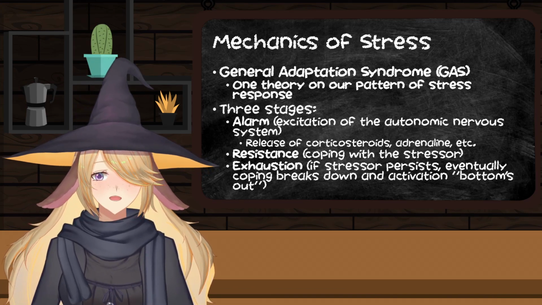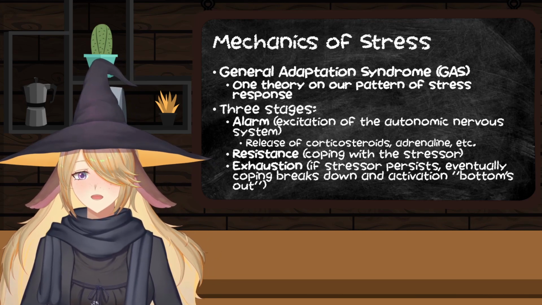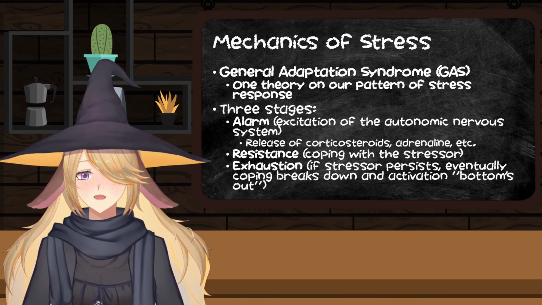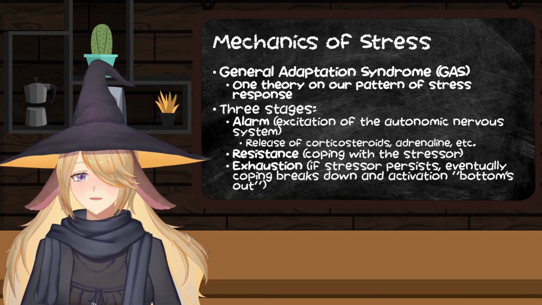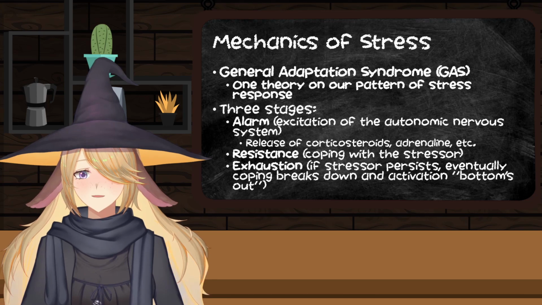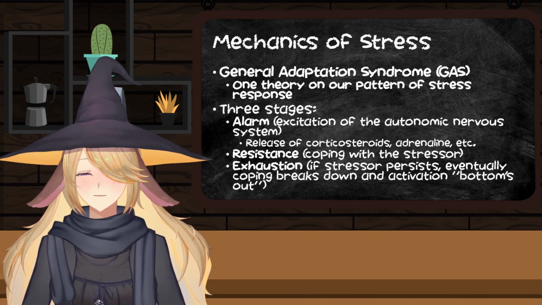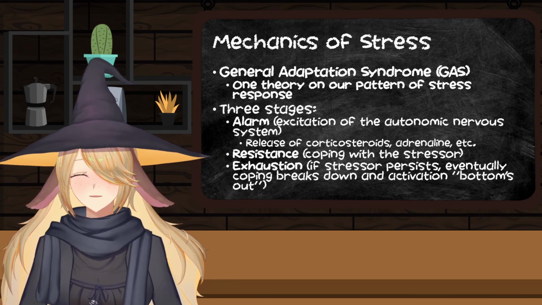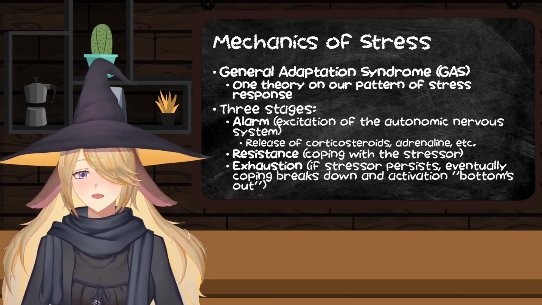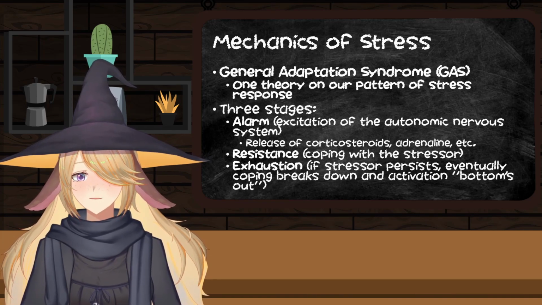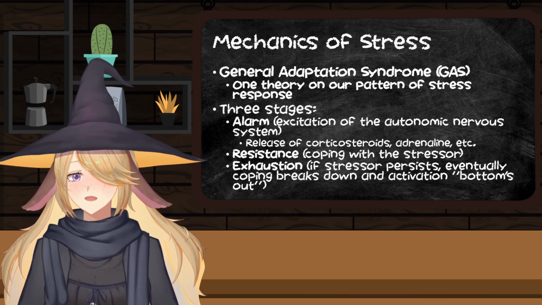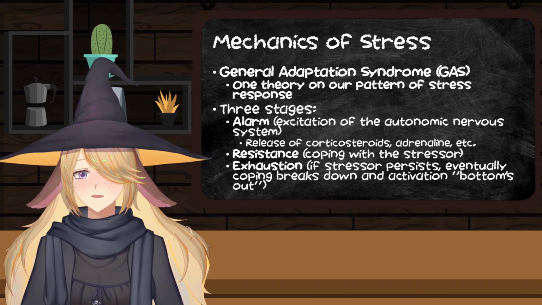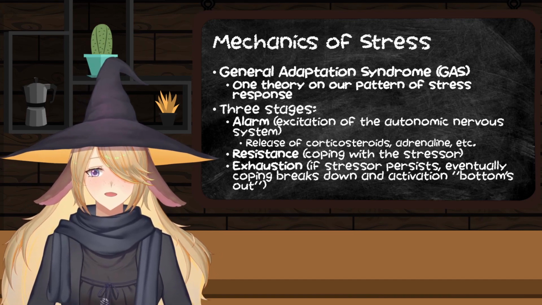Well, over time, we then employ our coping strategies through resistance. We go through our alarm state, and then we try to bring ourselves back down. And that's how we respond to stress. However, sometimes resistance isn't able to solve the problem, and we hit a point of exhaustion. And our coping breaks down, the activation bottoms out, kind of like how a building can only deal with so much stress before it collapses. The same is true of people.